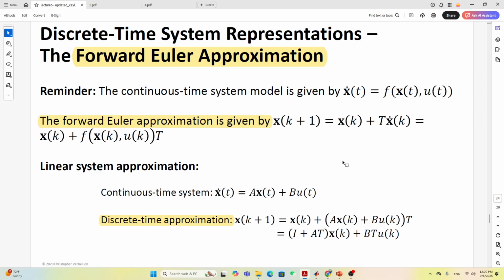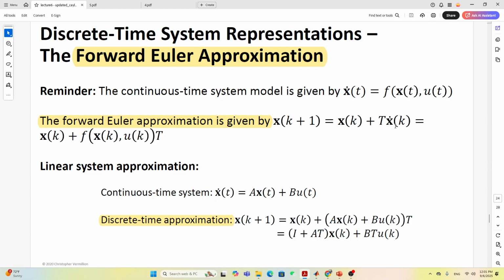Let's look at the continuous time system model. x dot t equals ax plus bu. So it's a function of states and also control signal. So the forward Euler approximation in this lecture will be the same as the zero order hold. So your next time state x of k plus 1 equals x of k plus t, which is your time step, times x dot k. If you look at x dot k, it is a function of, as we just mentioned, x of t and u of t.